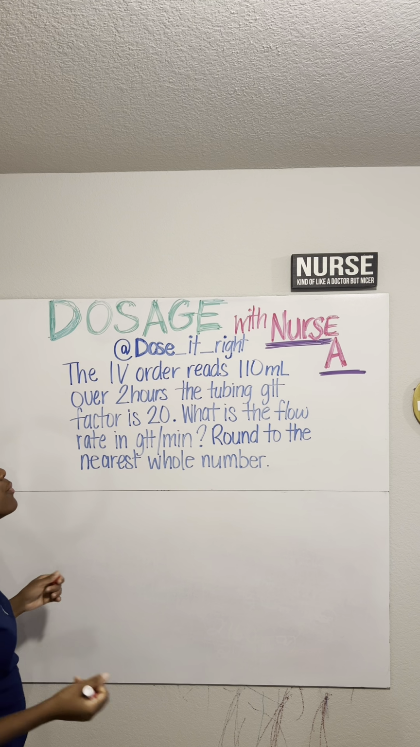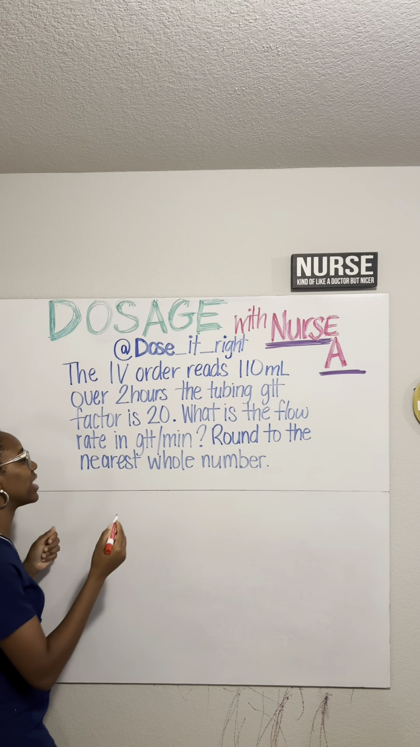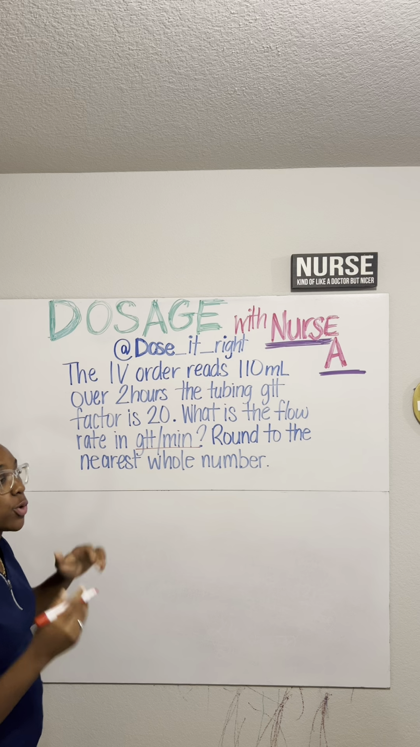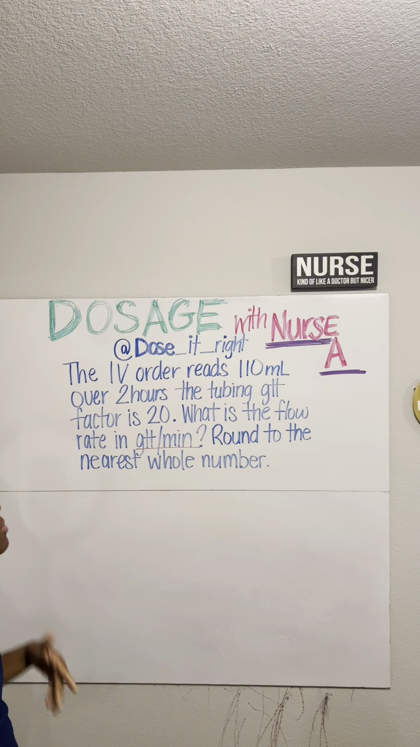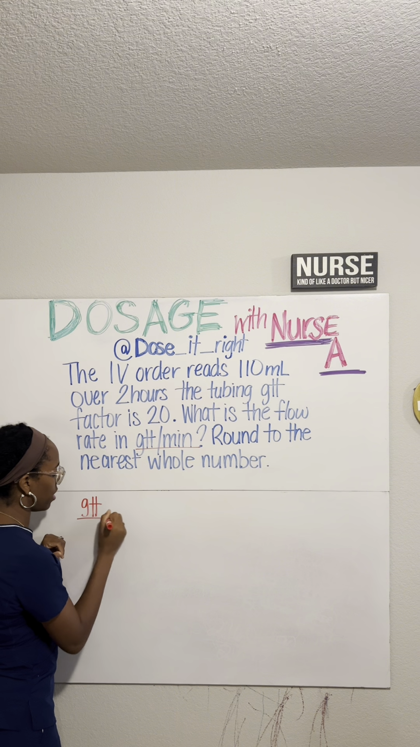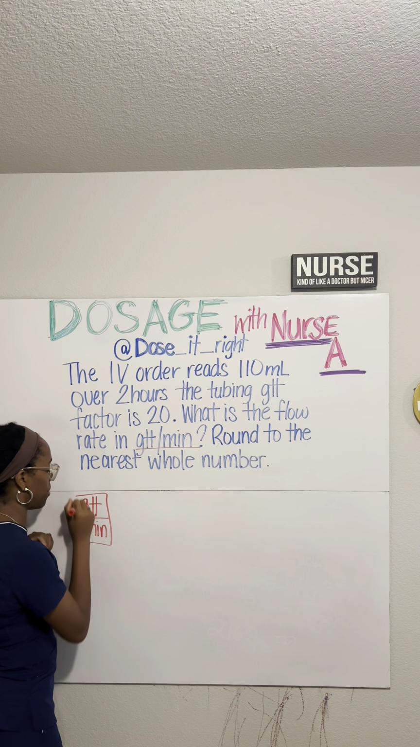So the first thing that we have to recognize is, what is this problem even asking us? And right now they're asking us, what is the flow rate in drops per minute? All right, so we have to identify what it's asking, because whatever it's asking, that is what we're going to start this problem off with. So we're going to go ahead and write drops over minutes, and we're going to put it in a box.